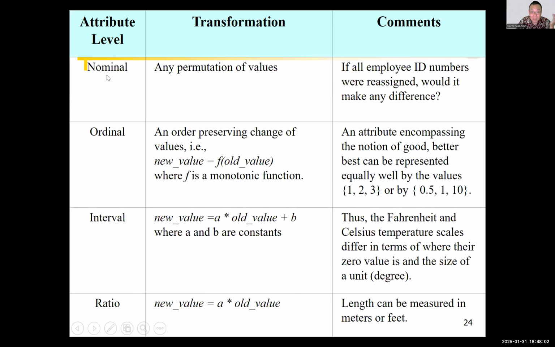Transformation. In nominal data, you can only permute the values. In ordinal data, you can apply a monotonic function, for example, logarithm. The new value is a function of the old value as long as the order is preserved. Log is one of them, or exponential is also one of them. But in interval, you can have shift, not just multiply by scaling. You can also shift with B. And in ratio, you can do all transformations.